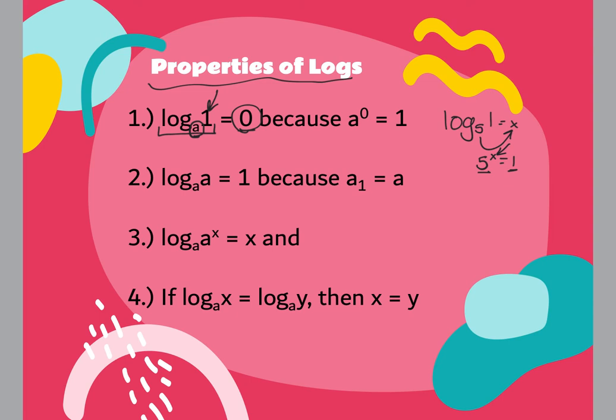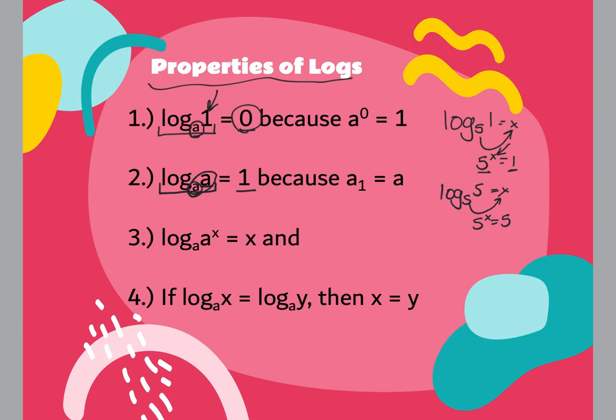If you look at the second one, log base a of a. So if the base and the larger number are the same, then my answer is 1. Because, again, if I had, let's say, log base 5 of 5 equals x, 5 to what power would give us 5? That would be 5 to the first. So if the base and the number next to it are the same, then it's 1.